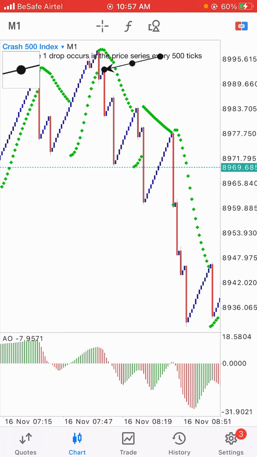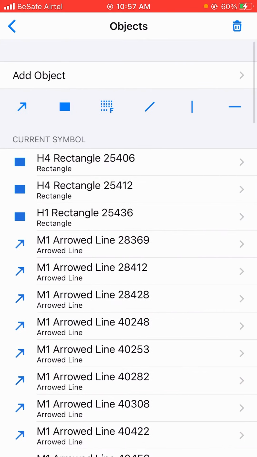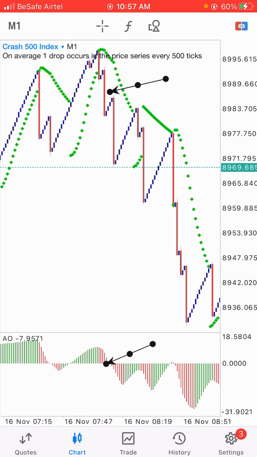This is very simple. After this spike, you can see the parabolic SAR was facing to the downside, and you can also see here the awesome oscillator. The awesome oscillator red candles are out. You get it? This strategy is very simple, and I just want you to go and practice.